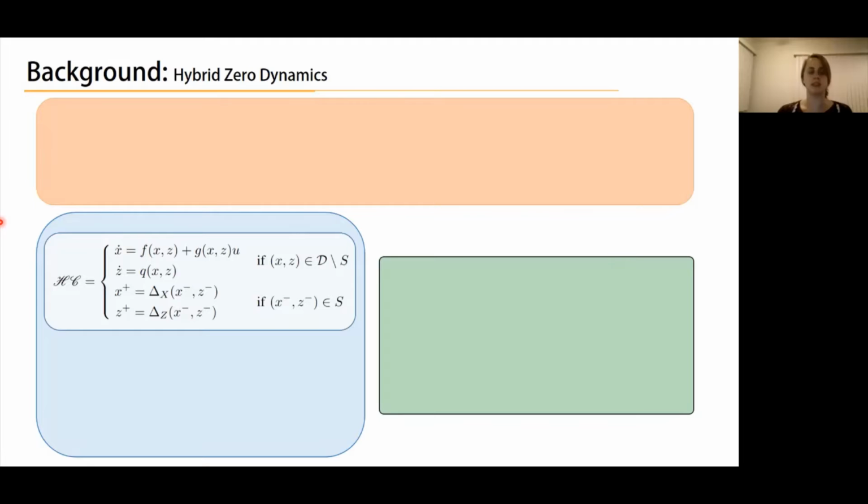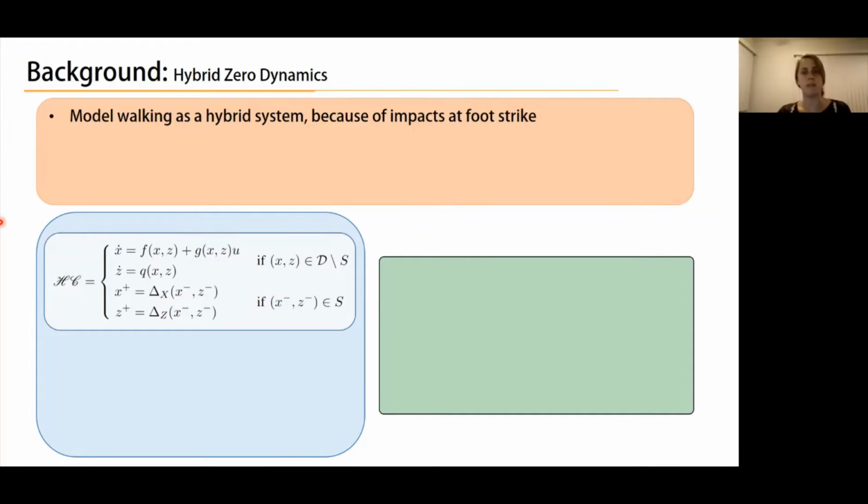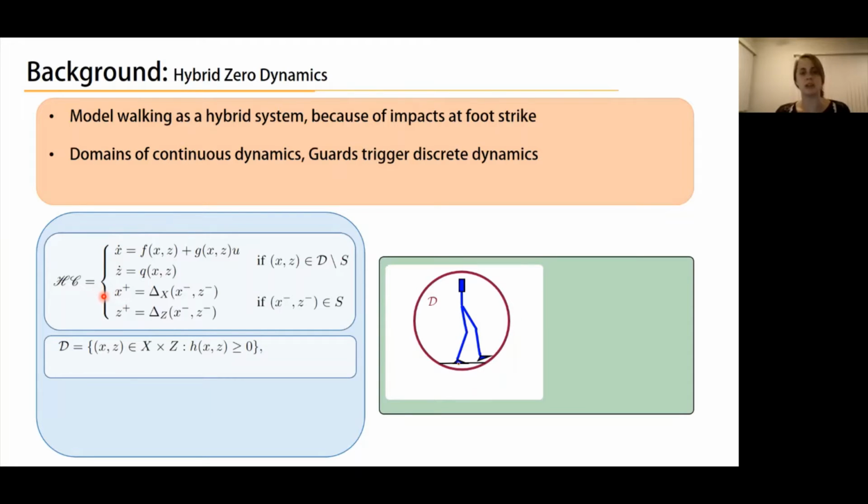We consider systems with hybrid zero dynamics because in walking, there are impacts at foot strikes, meaning every time the foot hits the ground, there are discrete dynamics. Our hybrid system has these continuous dynamics and these discrete dynamics. There are domains of continuous dynamics and guards that trigger discrete dynamics based on a condition called H. In the case of a walking robot, H is when the foot hits the ground. When this goes to zero, the guard triggers the impact dynamics, which then can come back to the continuous dynamics.